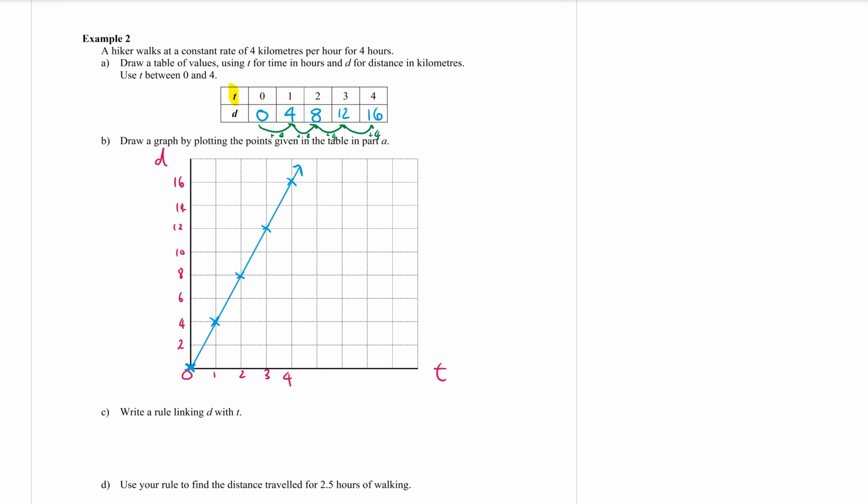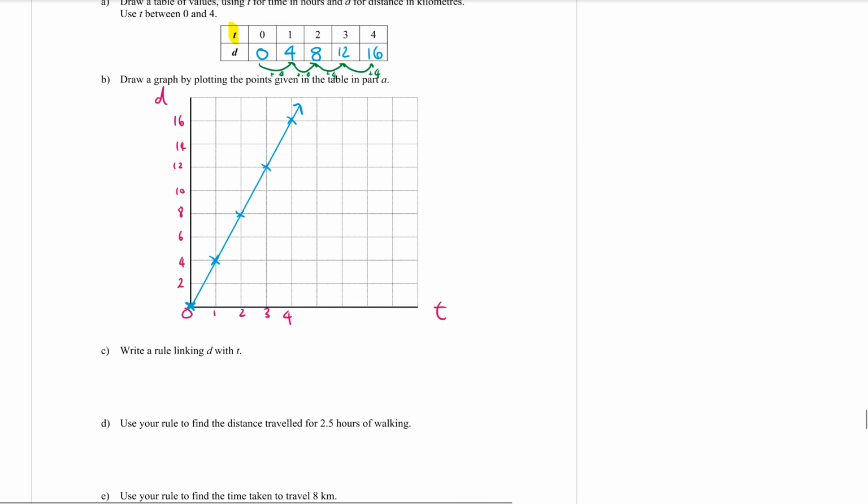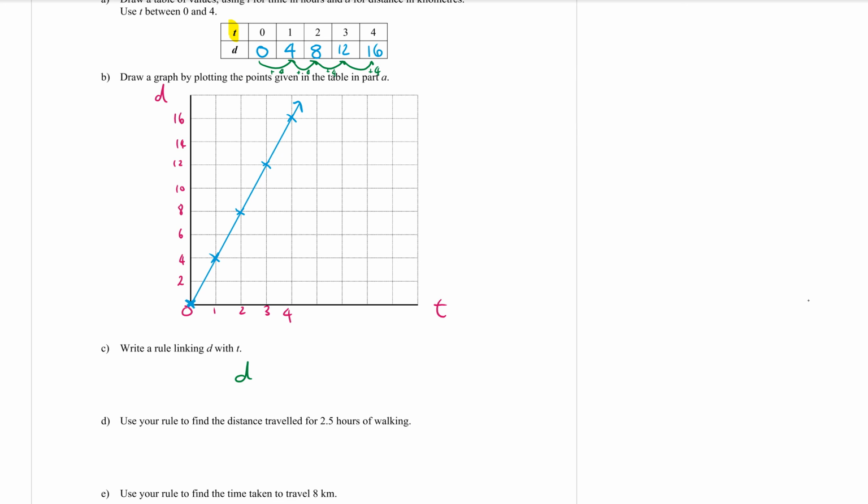Okay, so if they're going up by 4, that means that D is going to be equal to 4 times by the other pronumeral T. Then whatever is underneath the 0, which happens to be another 0, gets added on the end. So it'd be 4T plus 0, but we don't actually need to write a plus 0. We're not actually adding on anything. So D is equal to 4T would be the rule for that line.